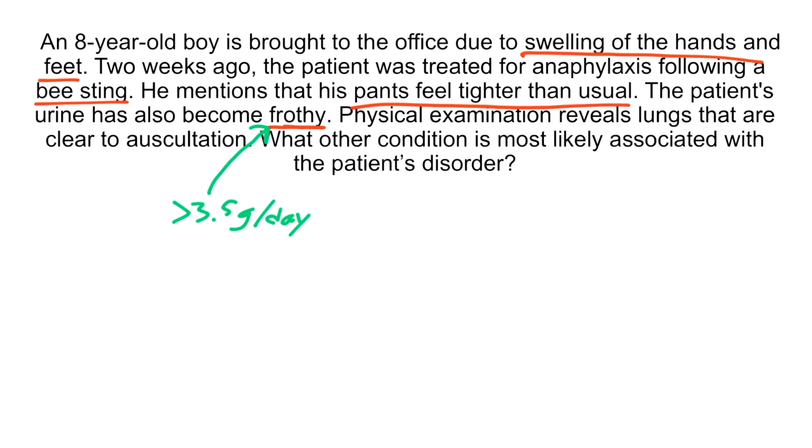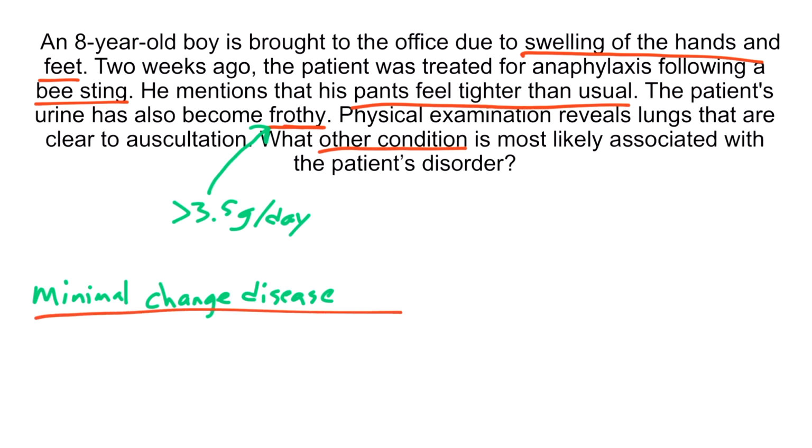And if he does, which one are we thinking about? Well, his most likely diagnosis is minimal change disease. And we think that because that's the most common cause of nephrotic disease in children and often presents following an immune stimulus, like anaphylaxis in this case. But what we're asked specifically is what other condition is most likely associated with this patient's disorder. So the patient's disorder is minimal change disease. What condition should we be thinking about? Hodgkin lymphoma. Okay, so that answers our question.